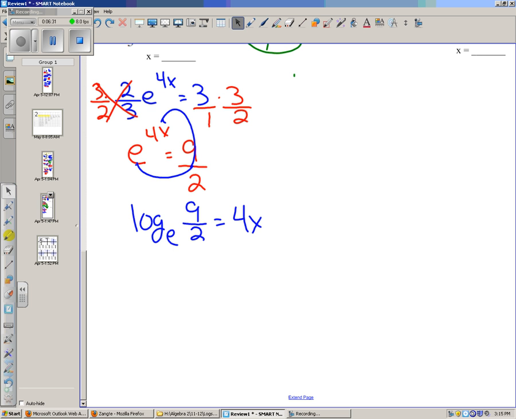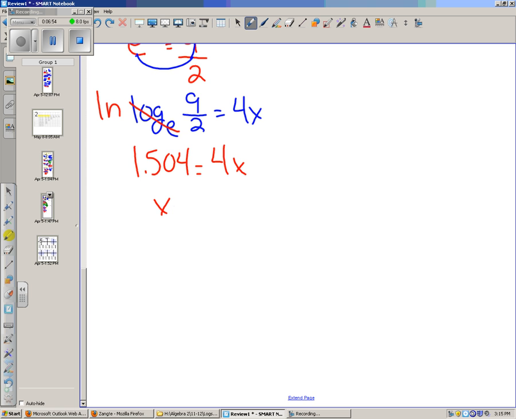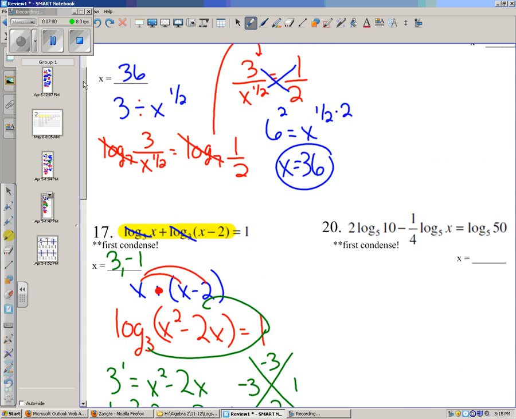Just like before, I can cross out the log e and replace it with ln and just type that into my calculator. So if I type in ln of 9 halves, I get this decimal, and that will equal 4x. And now to get x by itself, I just divide by 4, and I get 0.376. So there's my answer. All right, 3 more, and then we're done.